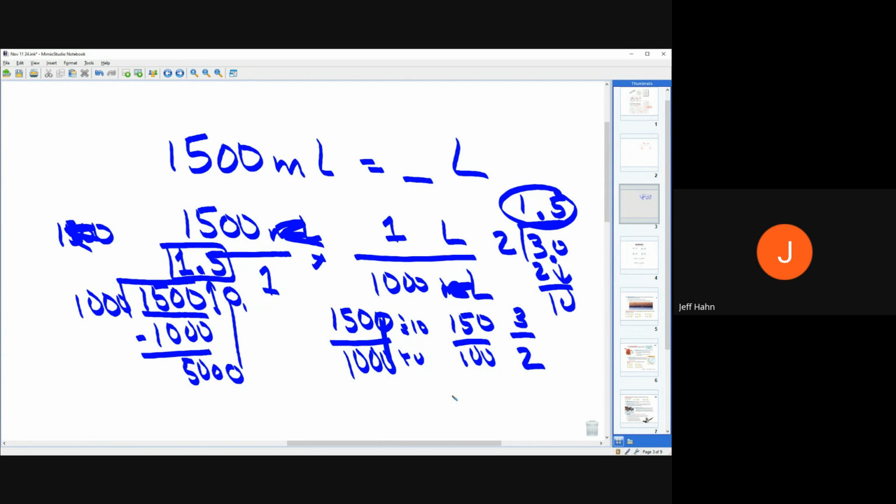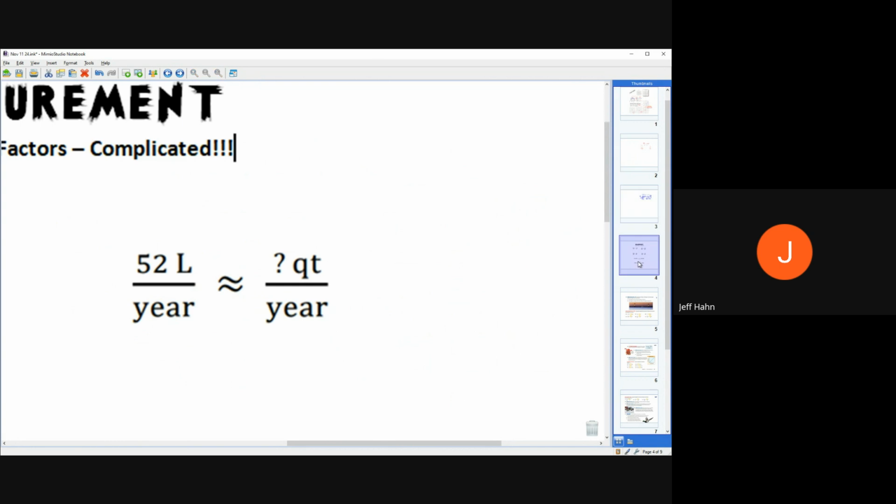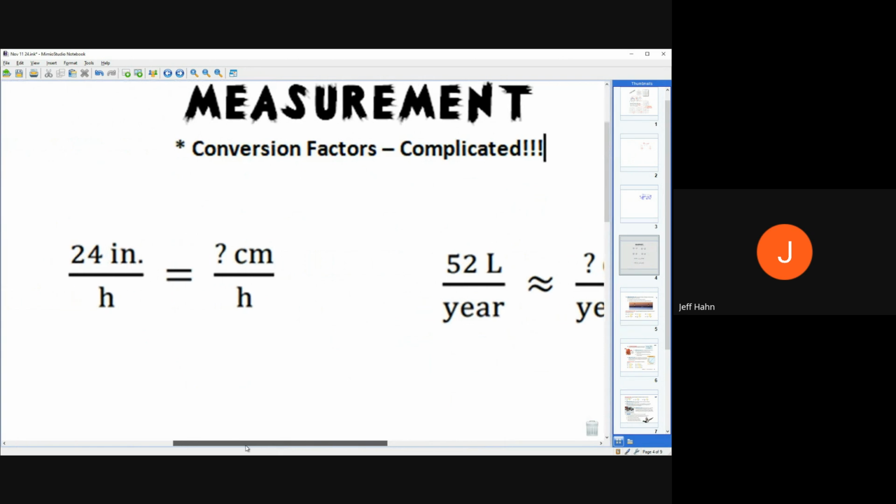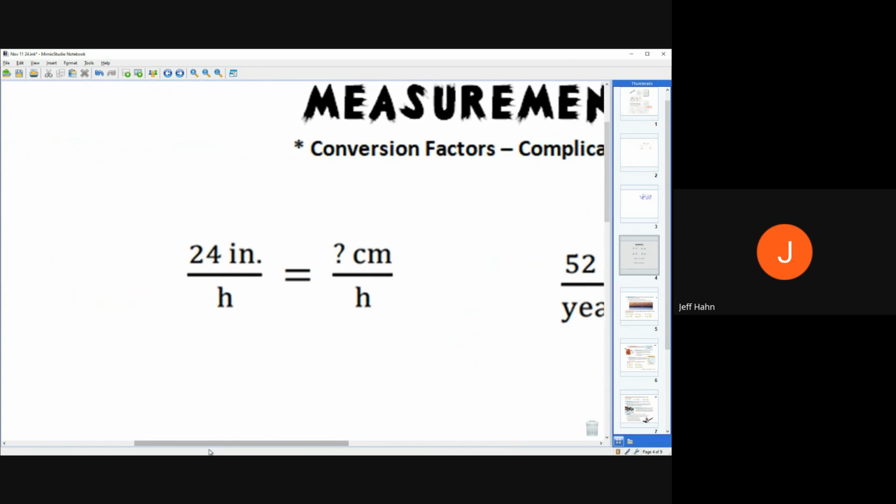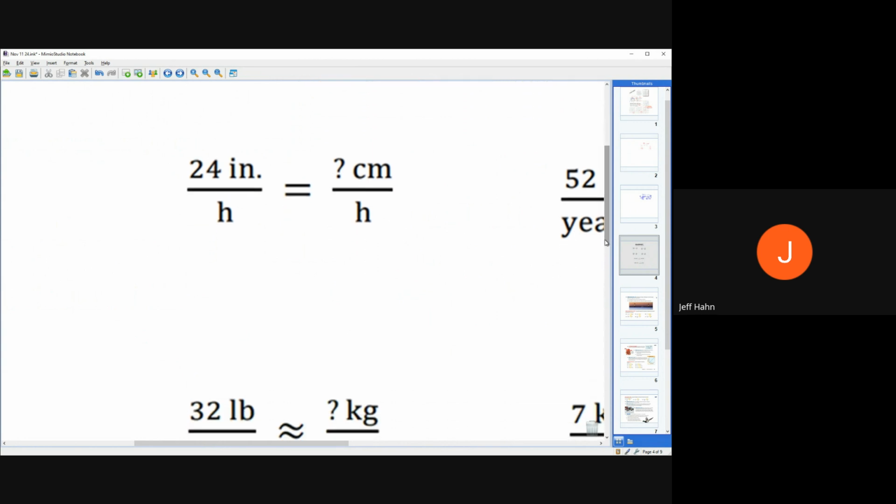Why is it outlined with the yellow stuff? So there we go. Notice how I subtitled this with conversion fraction factors, complicated. Yeah, I've noticed.